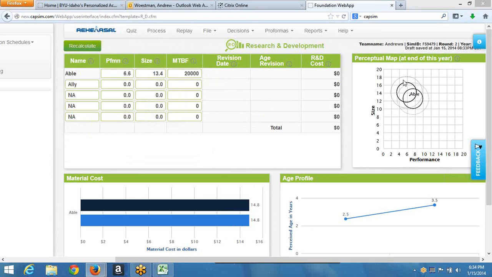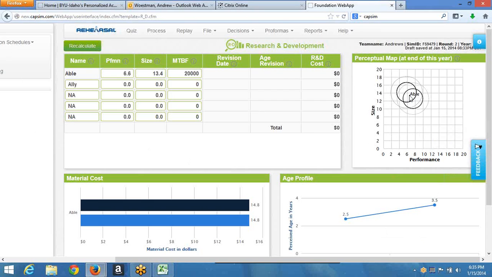Every year, Able is going to decrease in what size people want and what performance people want. So if you think of an iPod, every year they come out with a new iPhone or something like that that is smaller and has better performance. And that makes the old iPhone, so the iPhone 4, less wanted. So it's the same thing with your products. Every year somebody wants a smaller size, better performing product.